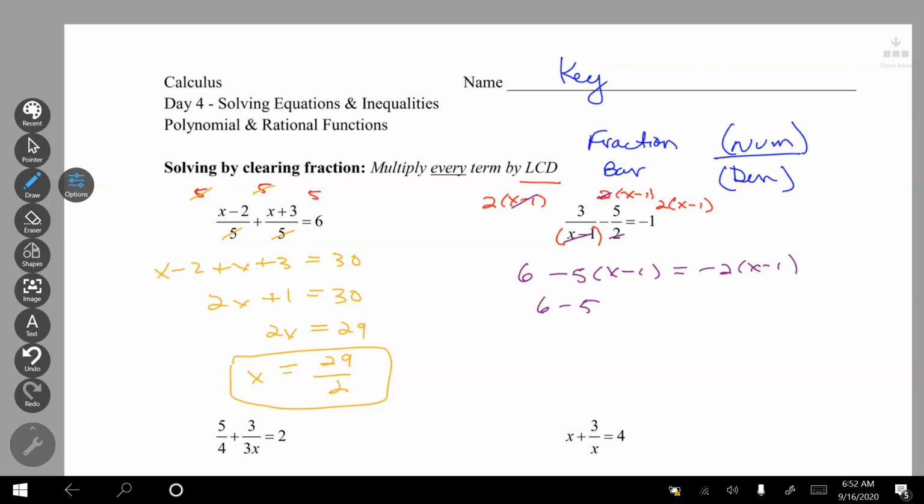I'm going to distribute. I'm going to combine like terms. I bring this over, I get 3x. I bring this over, I get 9. And when I'm done, I get x equals 3. Now what I should do is check to make sure that it works. So if I plug 3 in here, I get 3 over 2 minus 5 over 2, which is negative 1, and it does work.